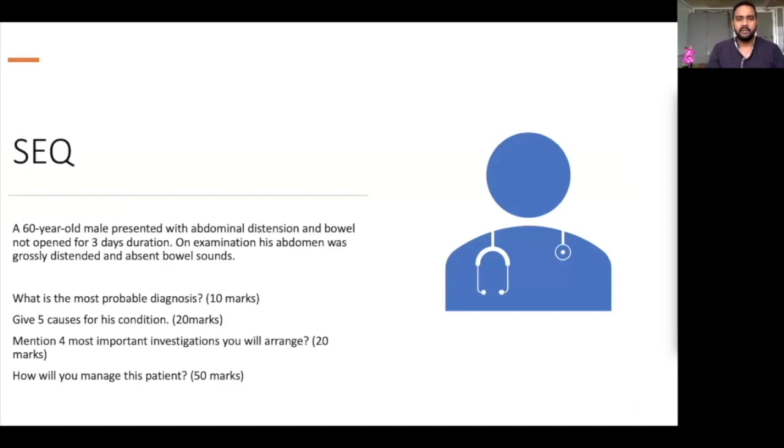There is another SCQ question. A 60-year-old male presented with abdominal distension and bowel not open for 3 days. On examination, his abdomen was grossly distended with absent bowel sounds. Everybody should know this is due to paralytic ileus, because of the clues in the question. Marked abdominal distension is the perfect word to use in paralytic ileus, and bowel not open for about 3 days indicates intestinal obstruction, and absent bowel sounds indicate it's a paralytic ileus.